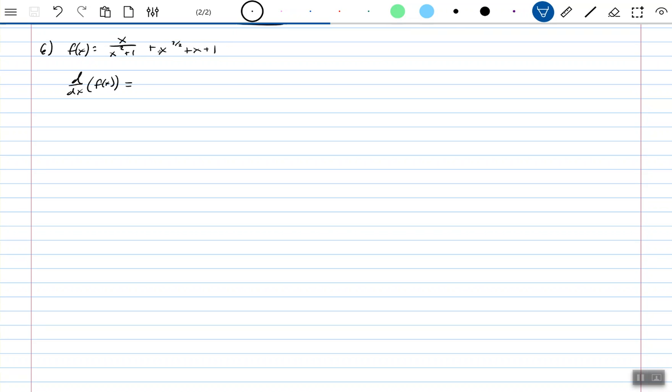Now, those last three terms aren't too terribly difficult. It's this first guy here that we have to pay the most attention to. So, we want to take the derivative of this guy first. So, I'm going to put that guy right there. Now, notice this is one function divided by another function, or the quotient of two functions.